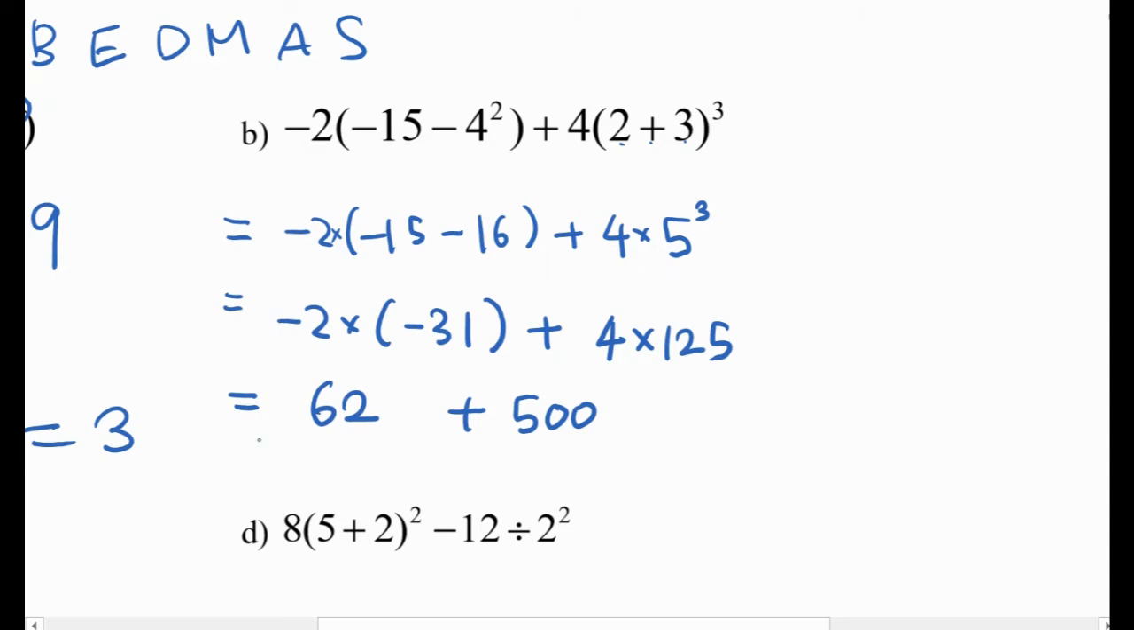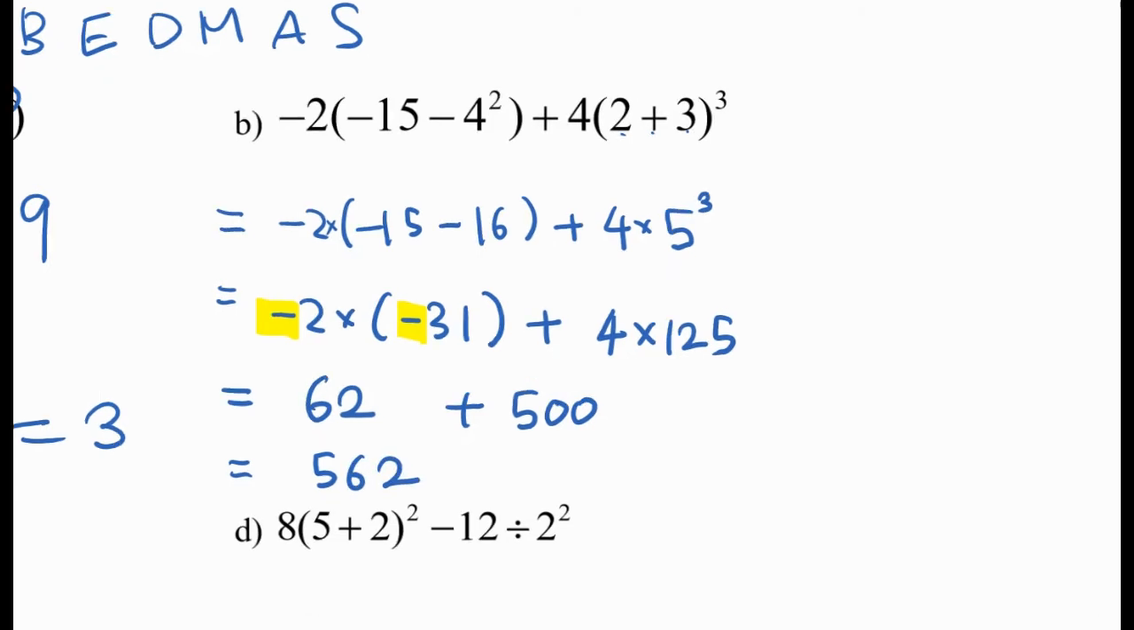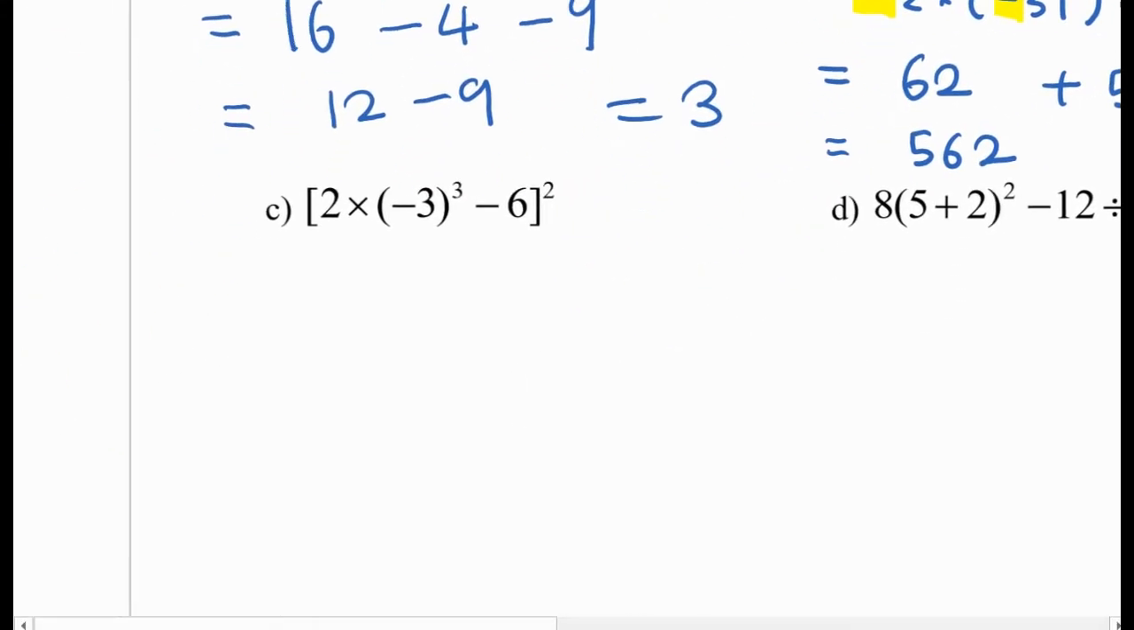Okay, so remember everyone, you have negative and negative. It becomes positive, right? So 62 plus 500 is 562. This is the answer. Okay, let's move on.